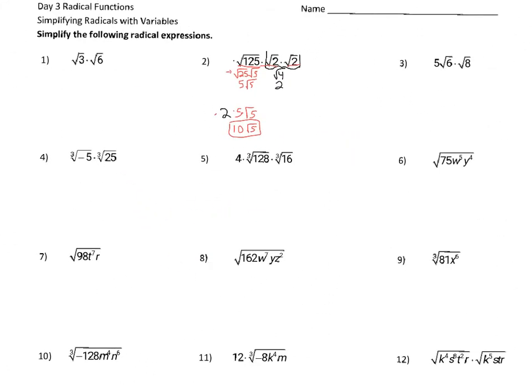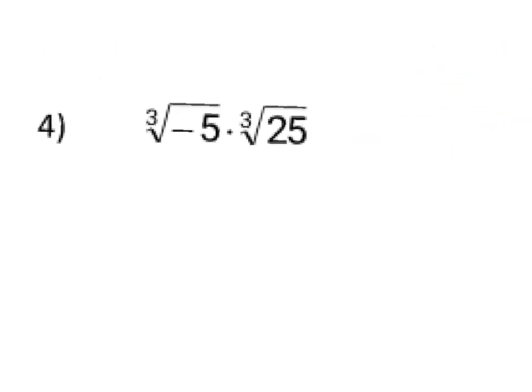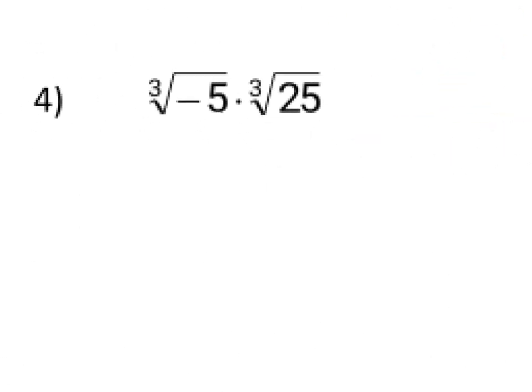All right, how about, should probably do a cube root multiplication. Let's deal with 4. So this is cube root of -5 times the cube root of 25. They're both cube roots, so we can multiply these together, the numbers underneath the radical sign. This ends up being cube root of -125.